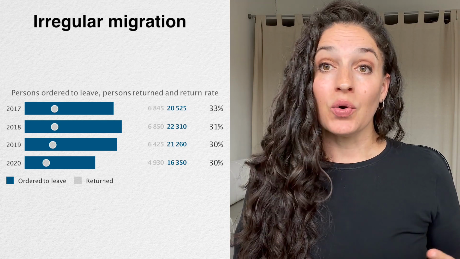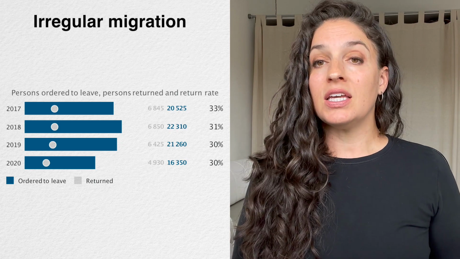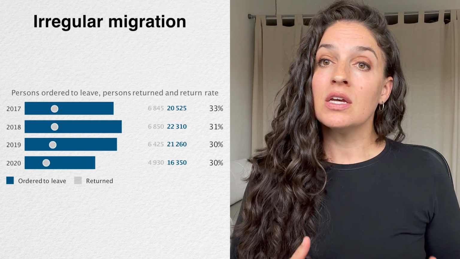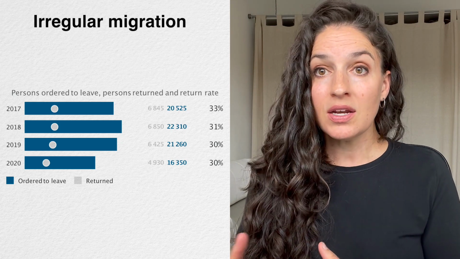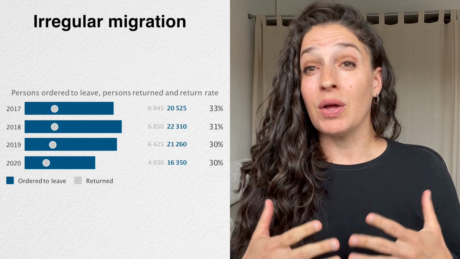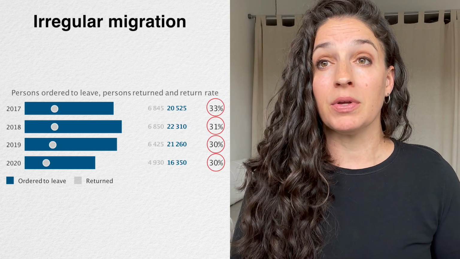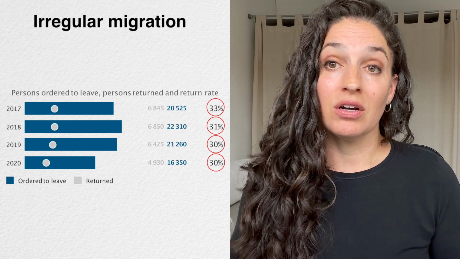and those who are recorded as actually leaving the country. And what you can see here is there's quite a big difference between the number of people who are told they are no longer allowed to stay in Sweden and the number of people who leave Sweden. So it's actually around 30% of the population that have actually left in each of the years.